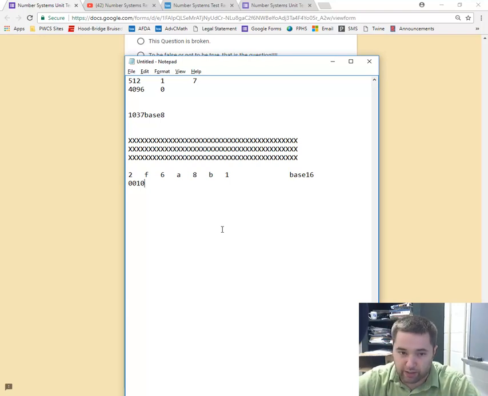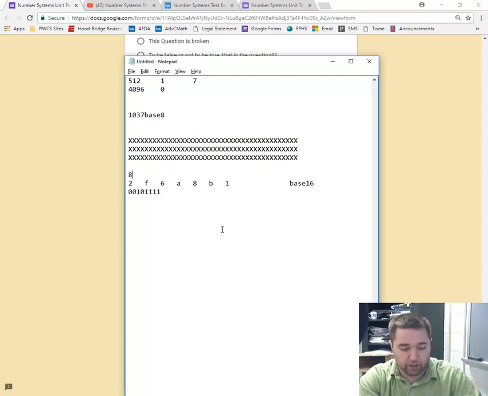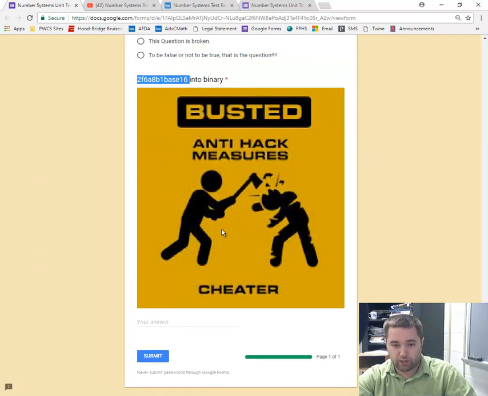because. F is 15, which is 1111. Please realize you should be looking at the 8-4-2-1 pattern in these digits. 8 plus 4 plus 2 plus 1 is 15. 6 is 4 plus 2, 0110. 10 is 1010. 8 plus 2. 8 is 1000. B is 11, 1 more than A. 1011. And 1 is 0001. Copy pasta.